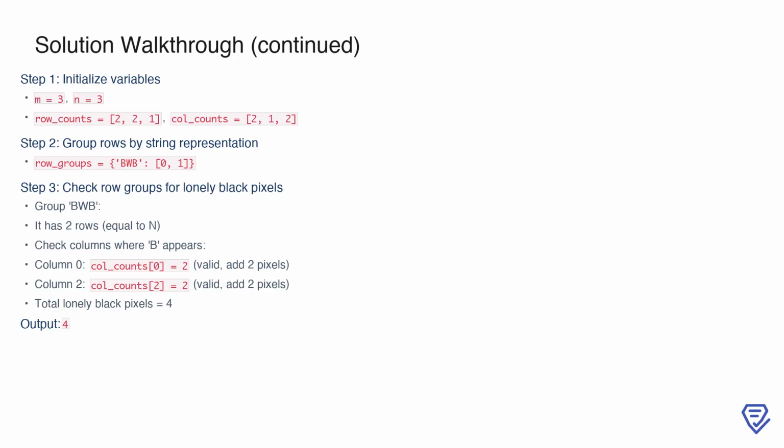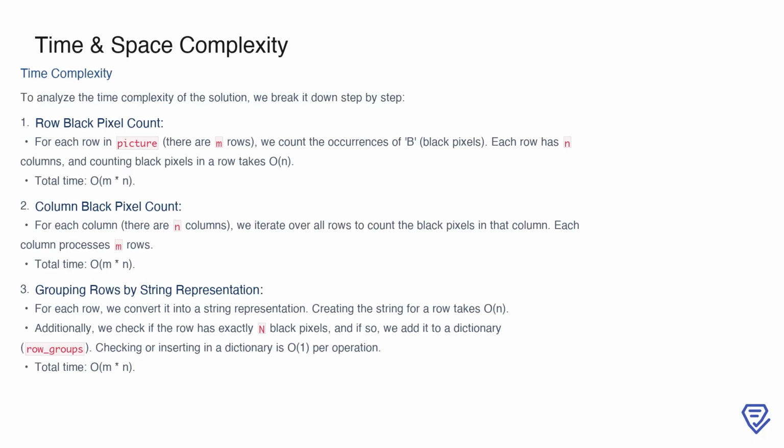This gives us a total of 4 lonely black pixels, and the output for this example is 4. To analyze the time complexity of our solution, we start by breaking it down into distinct operations. First, we calculate the black pixel count for each row. Since there are m rows in the picture and each row contains n columns, counting the black pixels in a single row takes n. Repeating this for all rows results in a total time complexity of m*n for this step.